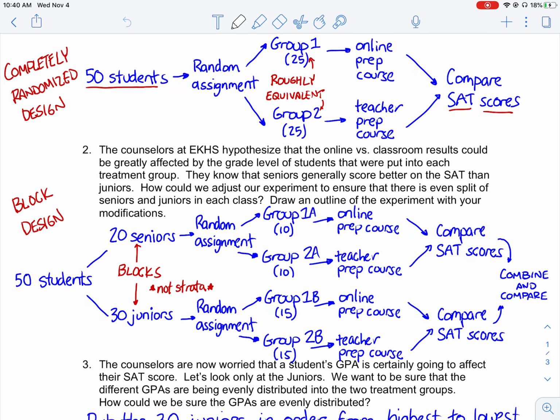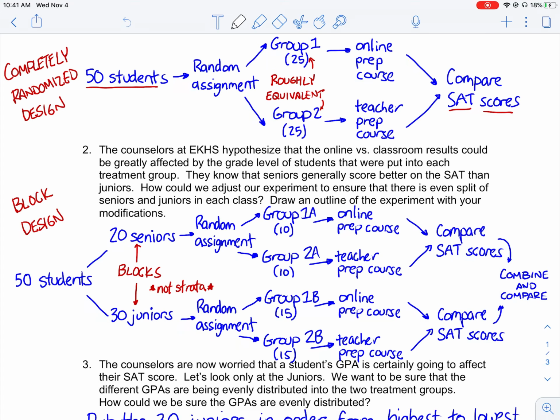So how can we be sure that group 1B didn't have a higher SAT score just because a lot of kids there have a higher GPA, or is it really because of the online prep course? In order to avoid that, we need to make sure that the kids with higher GPA are evenly distributed into group 1B and group 2B. Does that make sense? All right, so how are we going to do this?